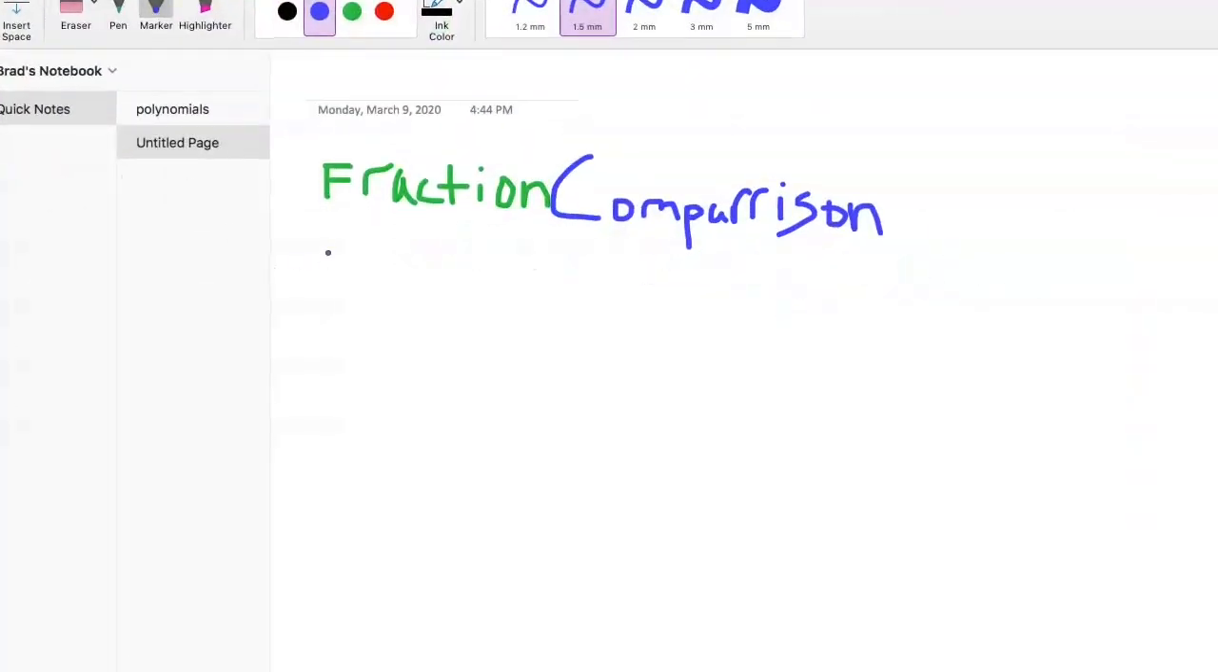All right, so in this video, we're looking at fraction comparison. And so, really what happens in a question like this is they're asking which one's bigger. So you have 8/10, 7/8. Which one of these is bigger?